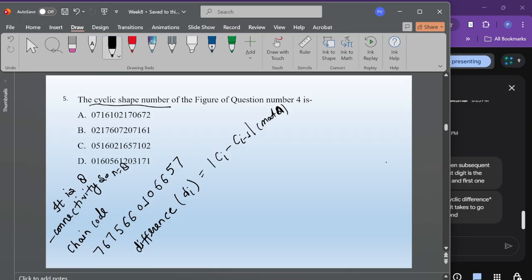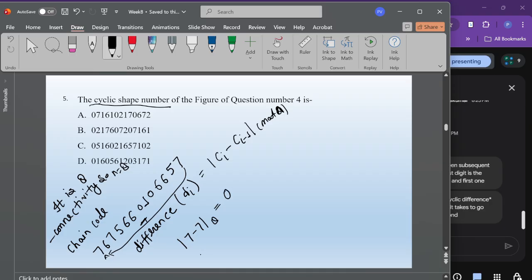So for the first one, what is the difference from where? From the last one to the first one we have to take a difference, right? Because it is a closed loop. So for the first, it is 7 minus 7 mod 8. I'm directly writing it as 8, not always writing mod 8. Just understand: 7 minus 7 is 0.